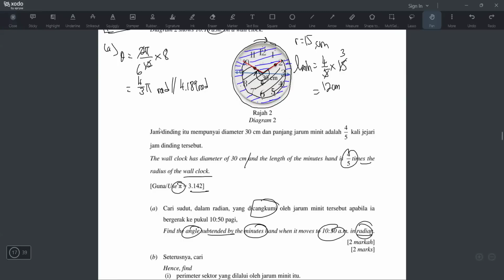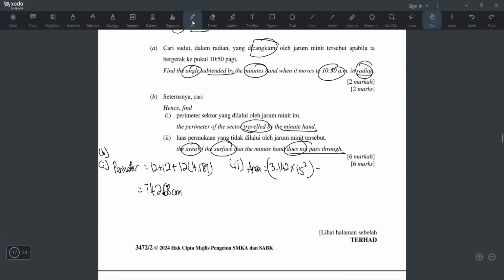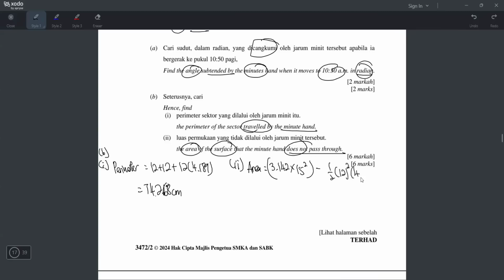So the formula for area of sector is 1/2 r square theta. So dia akan jadi 1/2, r is 12 square, theta is 4.189. Okay, and then this is the answer. Okay, 3.142 times 15 square, you akan dapat 706.95. And then 1/2 times 12 square times 4.189, you get 301.608. And final answer, 405.342 cm square. Okay, so this is my answer.